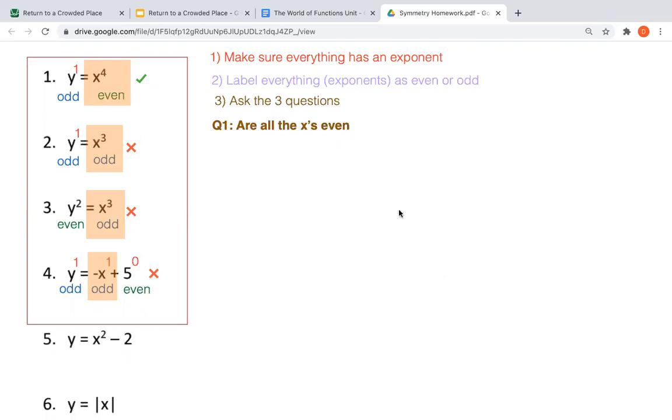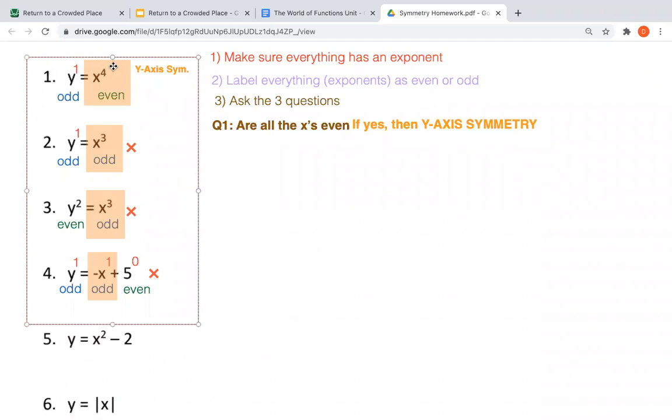If yes, then y-axis symmetry. So next to number 1, I'm going to write y-axis symmetry. Switch back. There we go. Now I can clear everything and move on to question number 2.